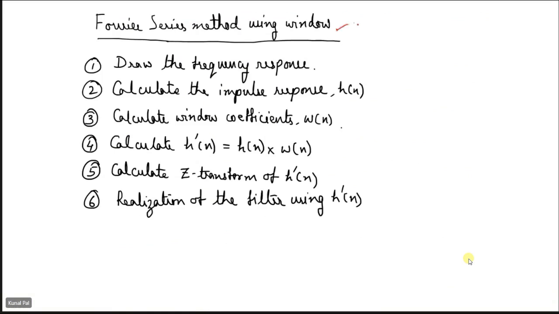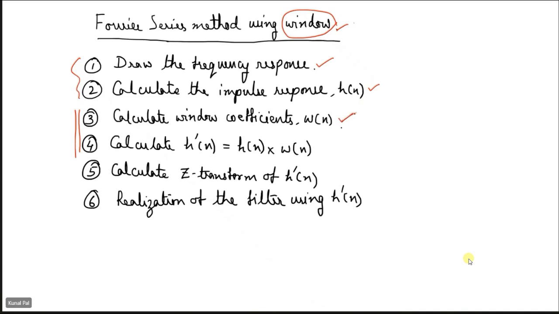So what are the steps involved over here? The first step is draw the frequency response. Second step is calculate the impulse response, just similar to the Fourier series method without using the window. These two steps, 1 and 2, are common. Then the additional steps over here are 3 and 4. In step 3, we calculate the window coefficients Wn, because we are using the window functions.